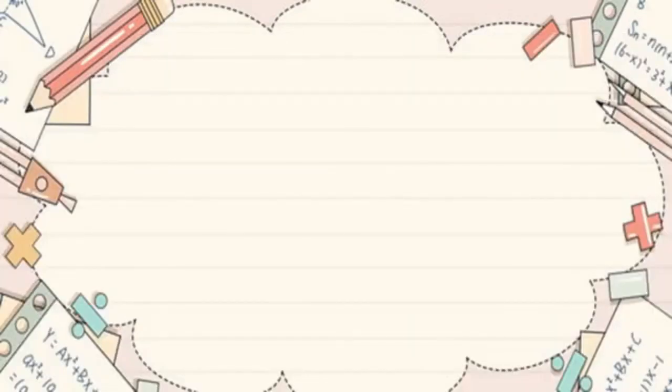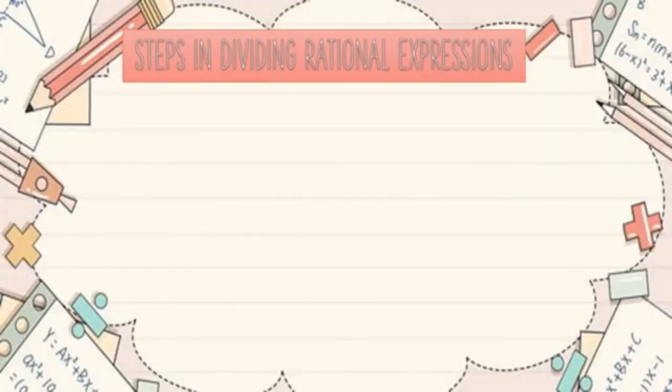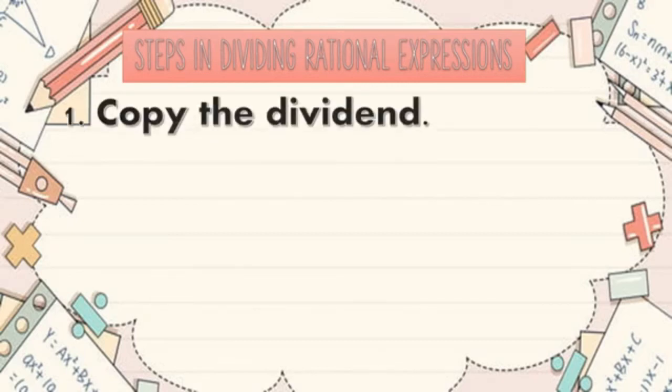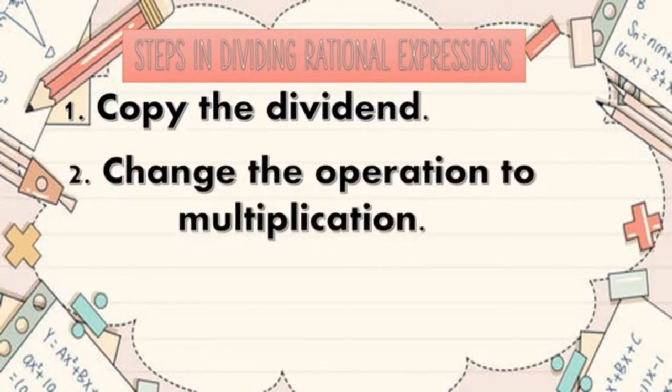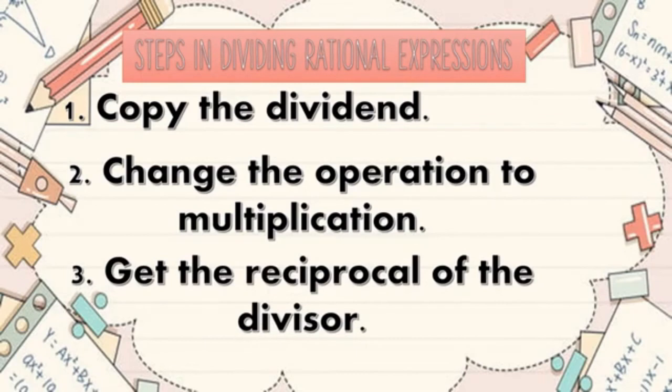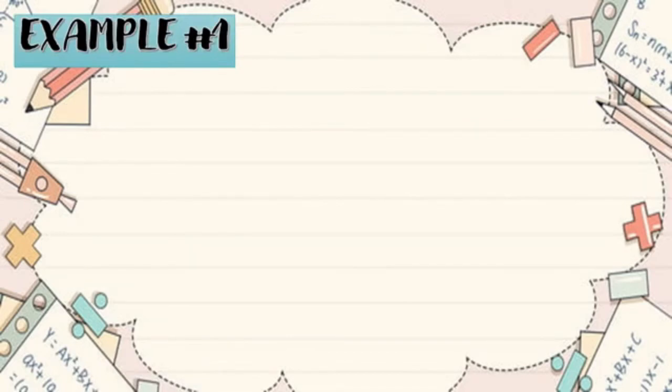Now you are ready to learn about dividing rational expressions. So before that, we're going to state here the different steps in dividing rational expressions. Number 1, copy the dividend. Second, change the operation to multiplication. Third, get the reciprocal of the divisor and simplify. So let's have example number 1. 3x over 4 divided by 9x over 10.